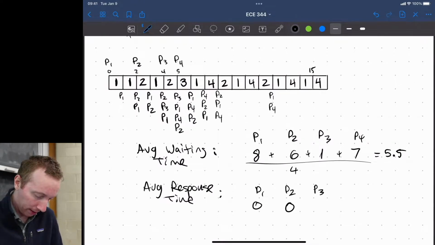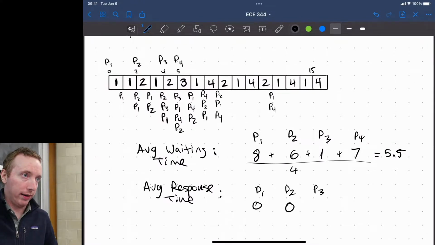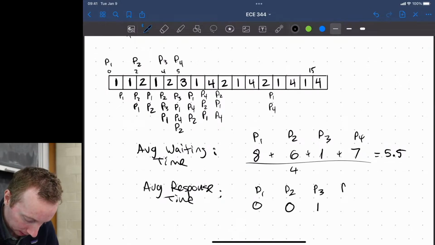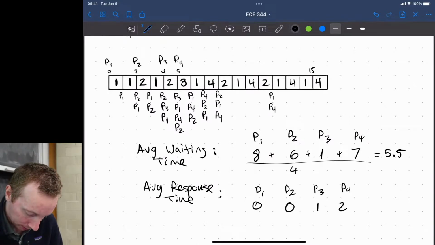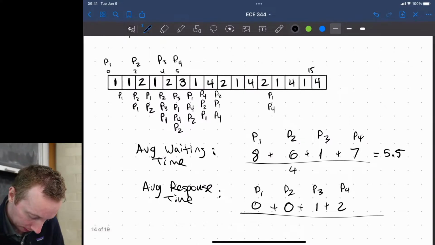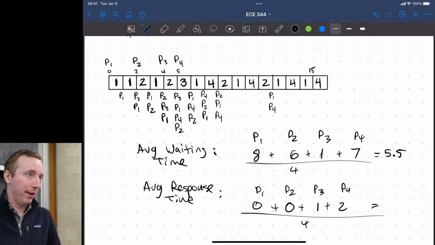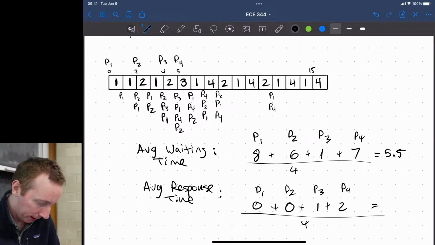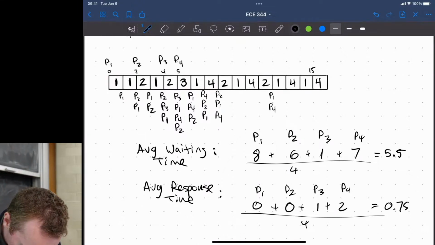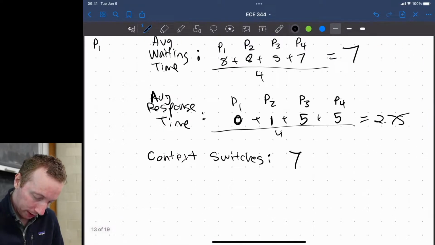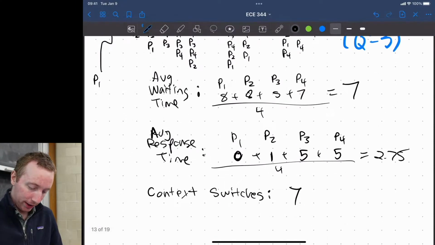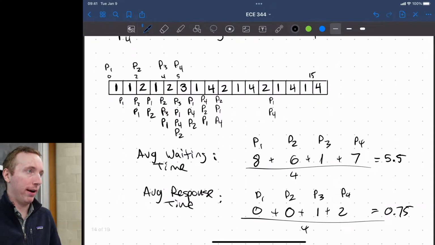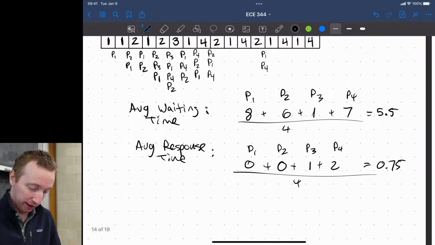So it arrived at t equals 4, executed at t equals 5. So it waited around for 1. What about process 4? 2. So by doing that and calculating that, it appears that when we lowered the quanta, our response time got way better from before, right? So now our average response time is 0.75, while before it was 2.75. So our response time is way better now. Our average waiting time went from 7 to 5.5, so that also improved, but it doesn't necessarily improve.